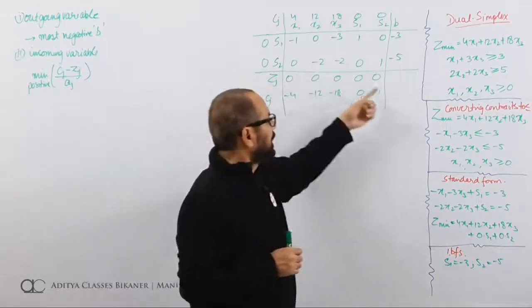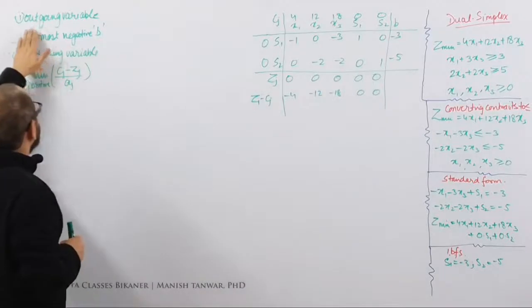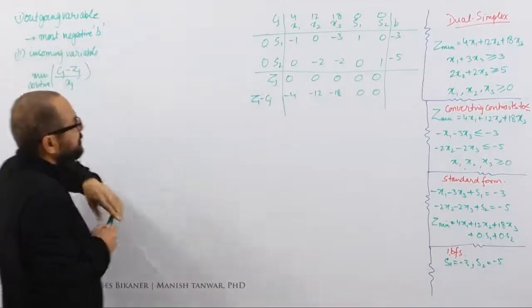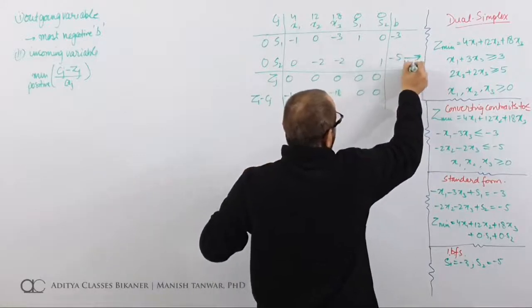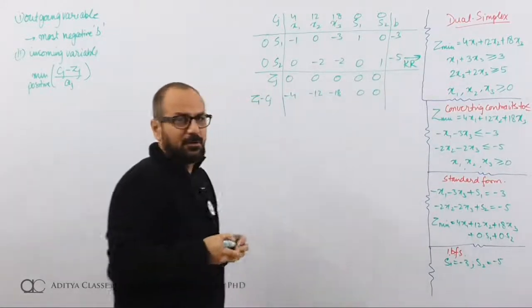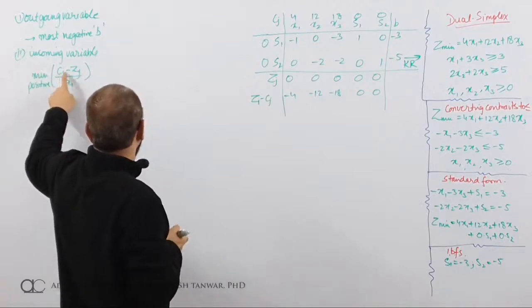So I go ahead and make use of dual simplex. What is the algorithm for a dual simplex? Outgoing variable is decided as most negative b. Most negative b is here. I get my key row. Then our incoming variable is decided from minimum positive from Cj minus Zj.